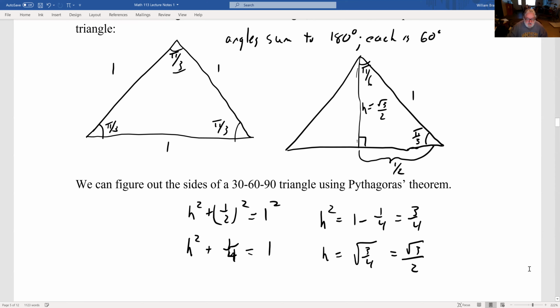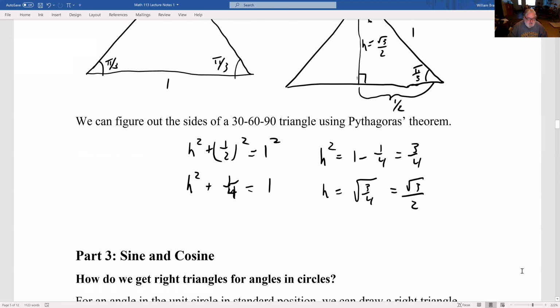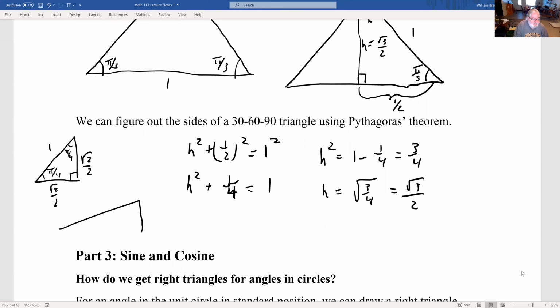and my 45, 45, 90 triangle. Just to draw them, 45, 45, 90: angles are pi over 4 and pi over 4 with a right angle here. This side length is square root of 2 over 2. This side length is square root of 2 over 2. Hypotenuse is 1.